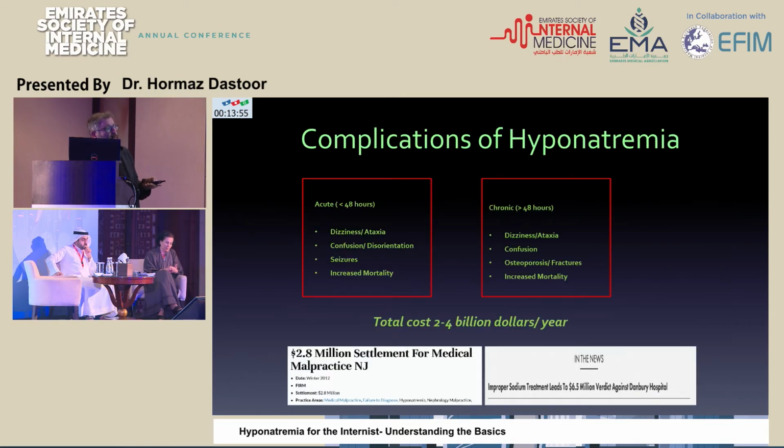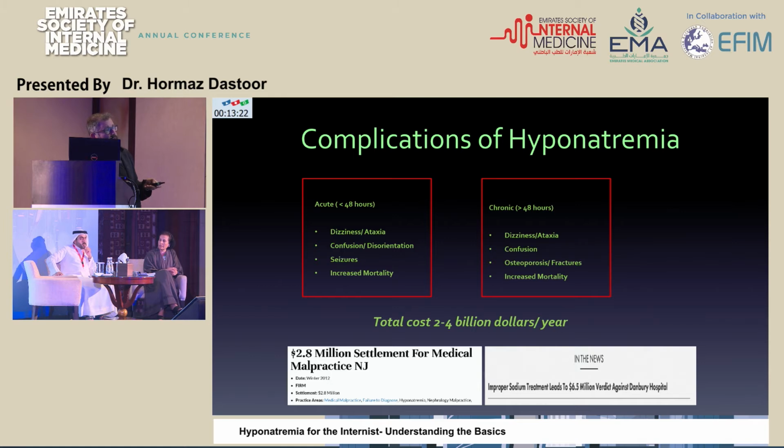What are the complications of hyponatremia? Remember when I showed you the classification, there is mild, moderate, and severe. You can also classify hyponatremia as acute or chronic. Acute hyponatremia occurs over less than 48 hours. Chronic hyponatremia occurs over more than 48 hours. Essentially, the symptoms are similar: dizziness, ataxia, confusion. But acute hyponatremia can develop seizures and increase your mortality.